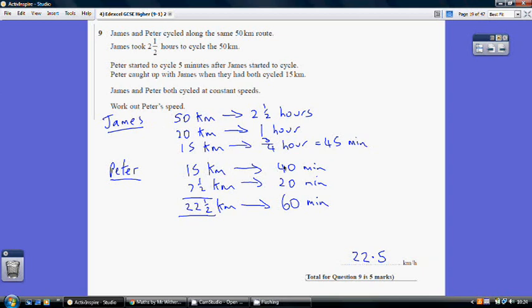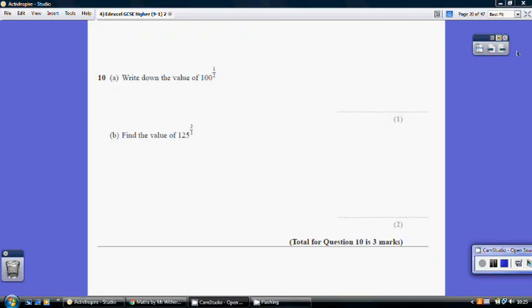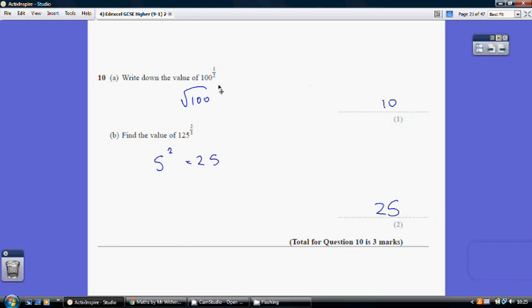So what I've done, I've chosen to question 10. So to the power of half just means the square root. So what's the square root of 100? Well, that's 10, because 10 tens are 100.